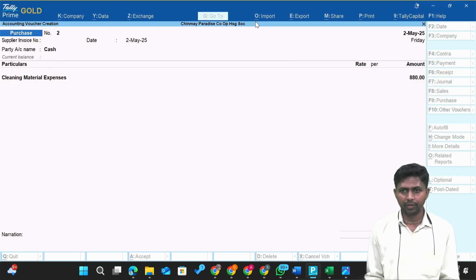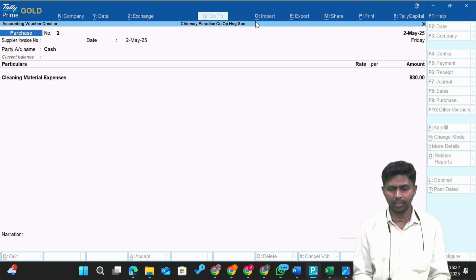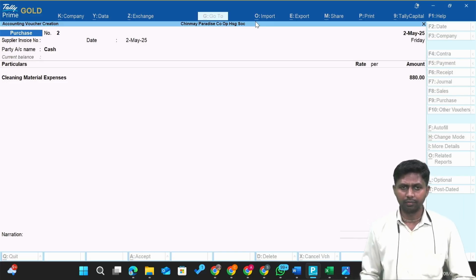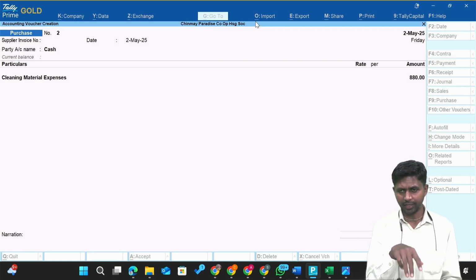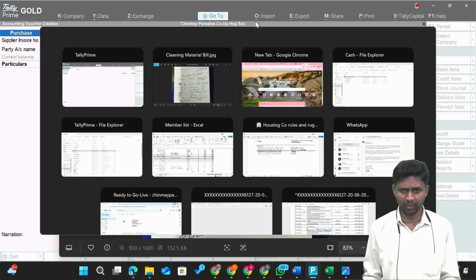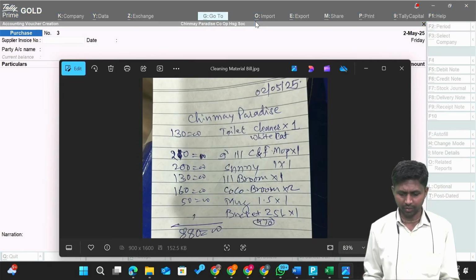If you are maintaining the inventory of this cleaning material, then while creating the company, say maintain the inventory, and then no need to give narration. You can create the inventory items and then after that quantity and amount. But that is not at all required. Okay, this cleaning material part is over.